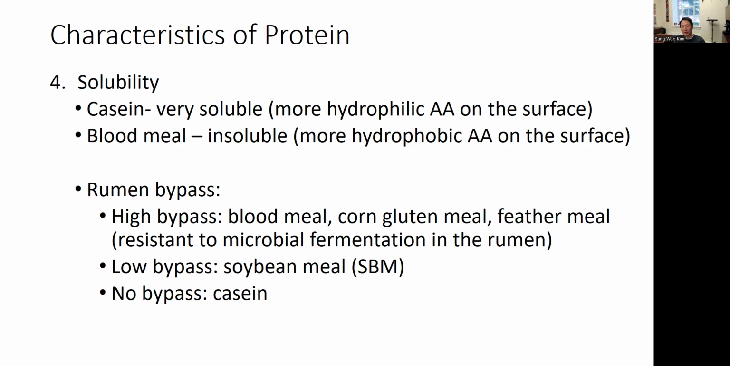Okay? But there is an exceptional, interesting application. What if I feed casein to cattle? Highly soluble. Don't do that, because why? All the casein will be gone in the rumen. It will not reach the abomasum or small intestine. The animals cannot utilize it. Only the rumen bacteria will eat it all. So highly soluble means highly digestible, fermentable. So rumen microorganisms will take care of it.